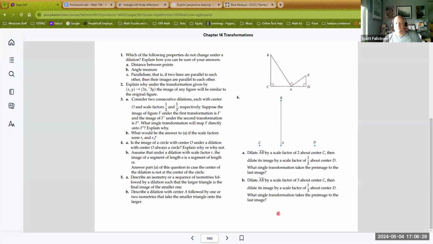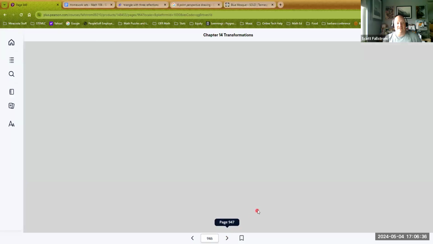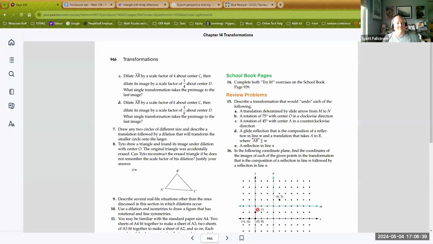I feel like I'm almost doing the homework. Scale by a factor of 3, then do 1/3. What single transformation? Now do 3 and 1/3 instead of 2 and 1/2. Do 4 and 1/4. Then try to make a conjecture. So the goal is to build you up to the place where you can say, I'm going to do a scale factor of k, and then I'll do a scale factor of 1/k. What single transformation takes the pre-image to the last image? There we go. It may even be in a similar direction. All right, let's move on.